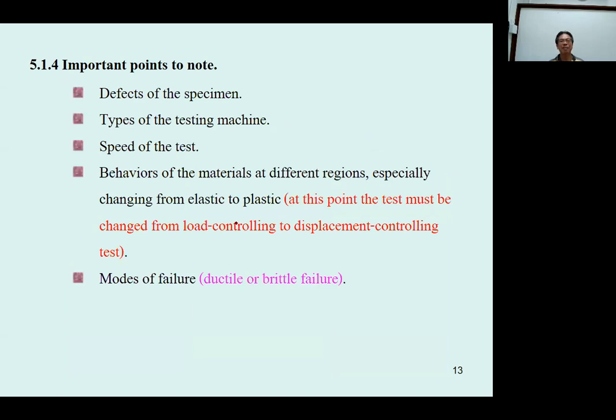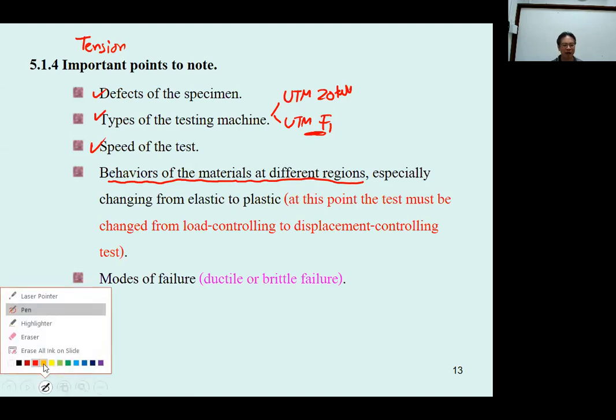And then there are some points that you are supposed to check when you do the tension test. You have to check the defects of the specimen. Take note of four of them. And the type of testing machine, which is going to be the UTM 20 kilonewton or the UTM at the F1 building, which is the automated UTM. The speed of testing, the behavior of the material in each region, and based on this, if you may recall, we have two types of loading.